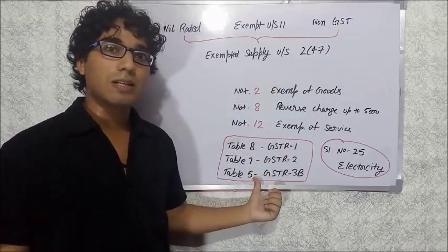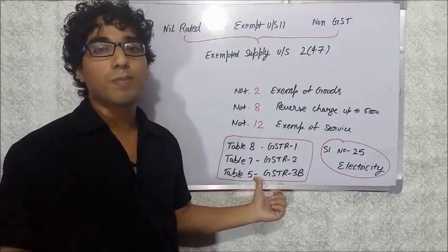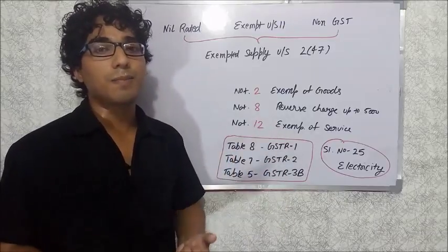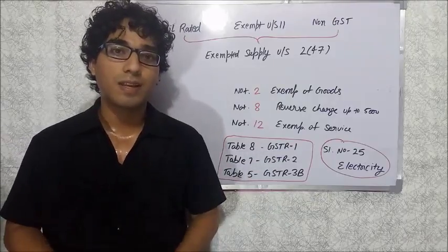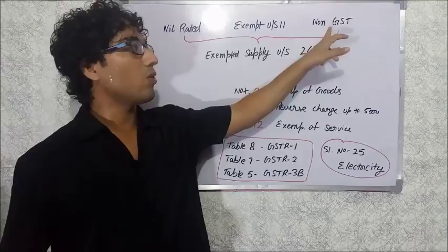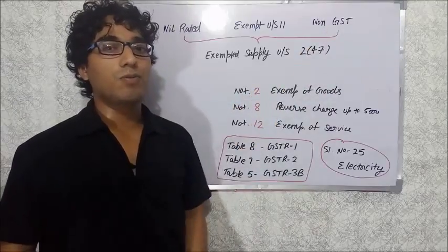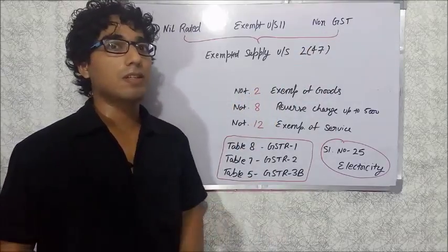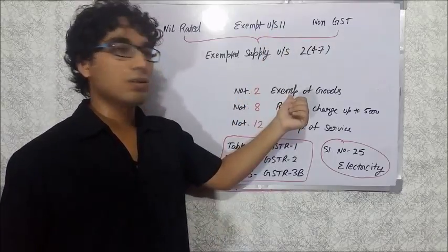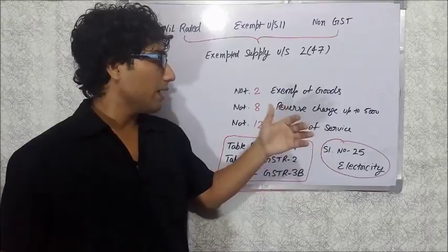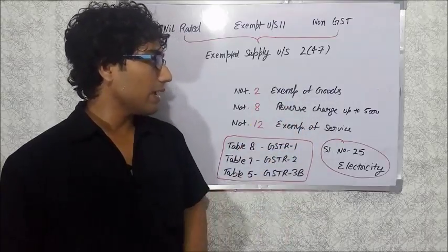And table number 5 of GSTR 3B is regarding only the inward supply of nil rated, exempt, as well as non-GST supply. So when you receive something which is exempt under section 11 or non-GST, then you have to give the detail in table number 5 of GSTR 3B. And the thing is like exempted goods and exempted services, and this one is like that.